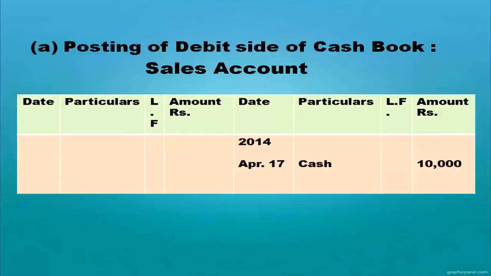Posting of the debit side of the cash book. Here we have cash account debit to sales as an entry. We have already posted it in the cash book. So, how will you post in the sales account? You have to open the sales account and post on the credit side by cash, amount and date in the respective columns. On the debit side of the cash book, you have seen the sales, and you are opening that account and posting on the credit side.